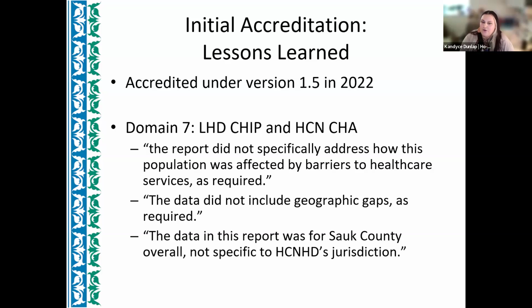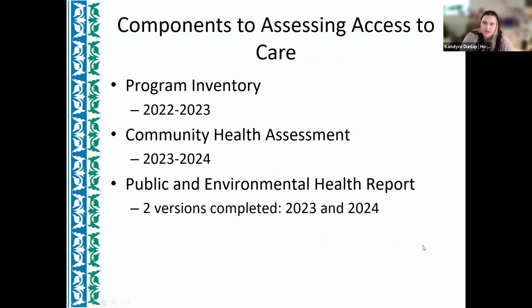And what we're doing now for specifically Domain 7. So we're tackling this essentially from 3 different areas that all build on each other into kind of a culmination. So the first way that we're looking at this is a program inventory. And I put some timelines in here to kind of show that this is still a work in progress. And this is very much in real time.